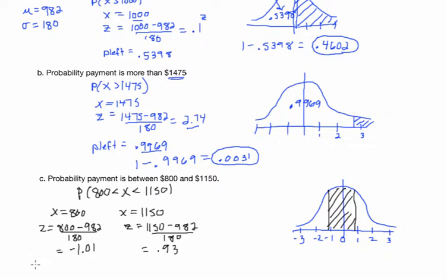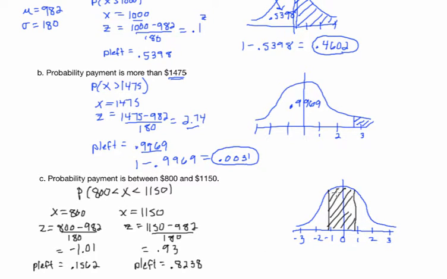Well, let's figure out exactly. Let's go to our table and find out the probability that we're to the left of this z-score. So you find negative 1.01 on the outside of the table and look for the probability on the inside of the table. And the probability that we're to the left of the z-score of 0.93. So you find 0.93 on the outside and then look to the inside for the probability.